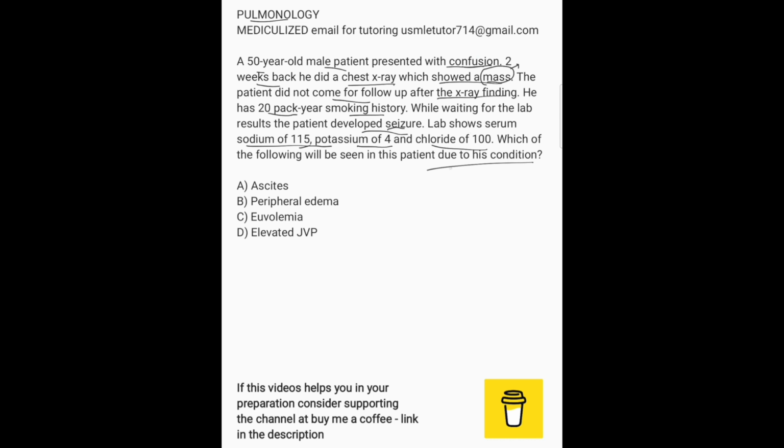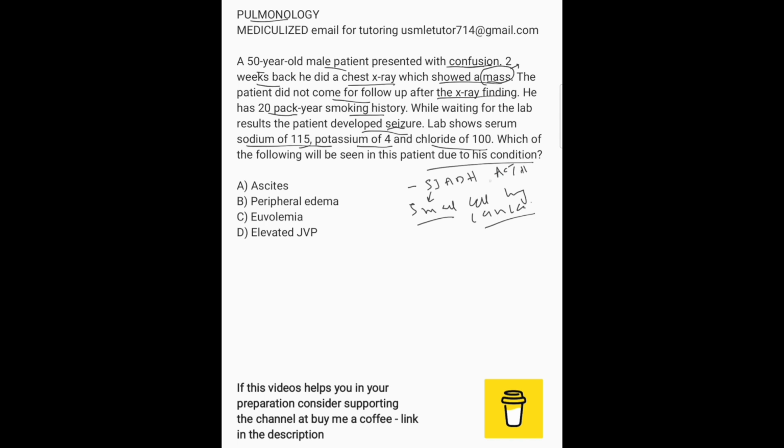So the main thing here to know is that most probably this patient is having SIADH secondary to a lung cancer, and the most common lung cancer that would cause SIADH or paraneoplastic syndromes would be small cell lung cancer. So remember, whenever you have paraneoplastic syndrome, think about small cell lung cancer. With the lung cancer, there is a paraneoplastic syndrome like SIADH.